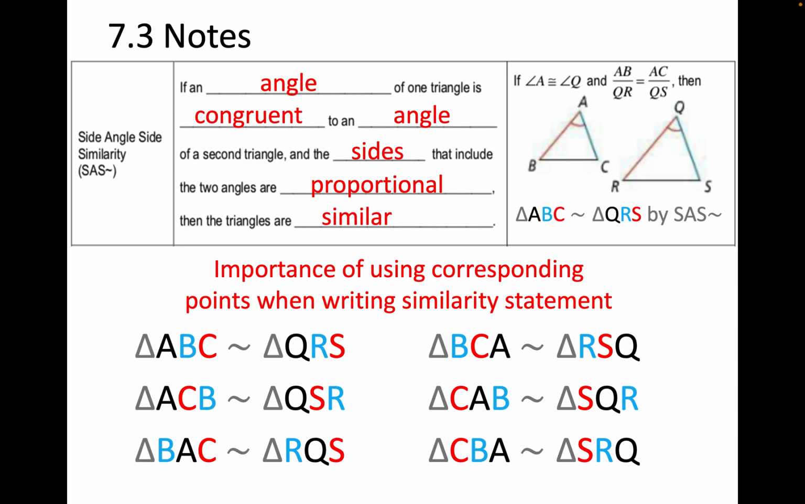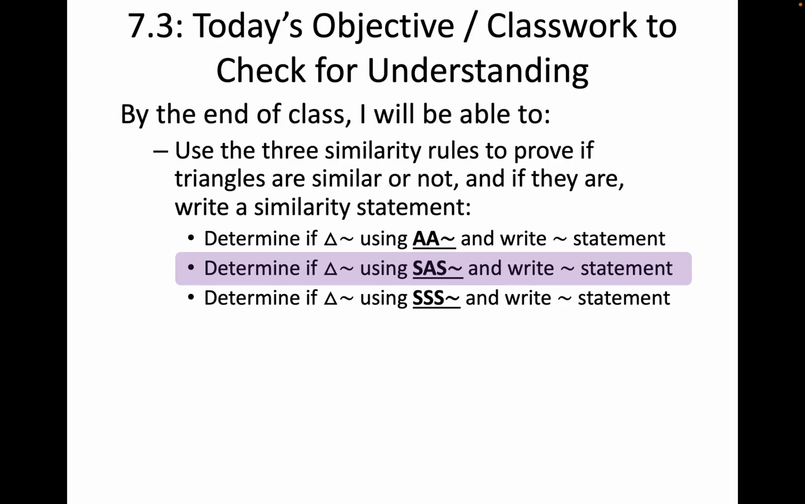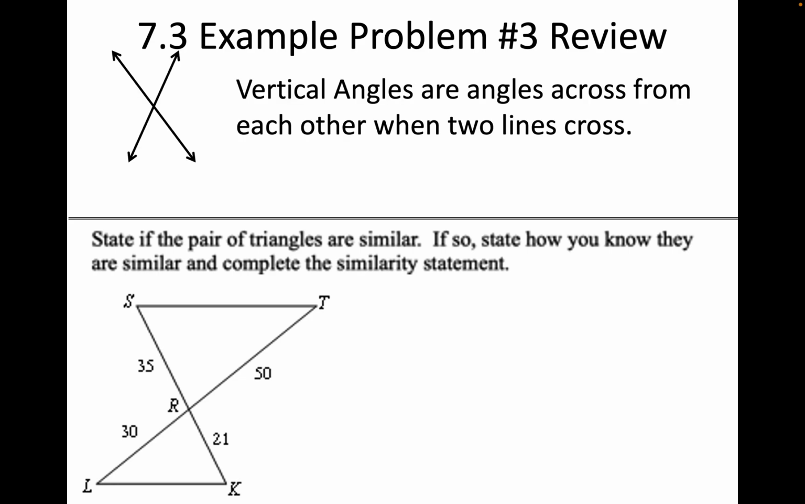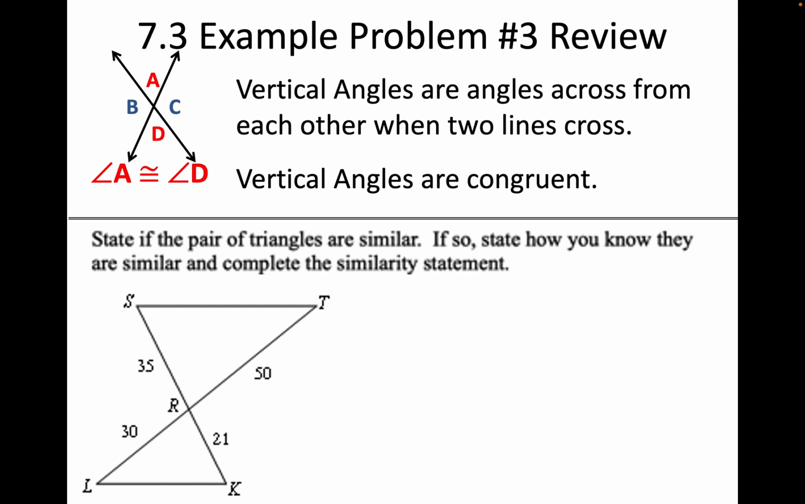All of them are equally valid. All right, let's move on to our second objective for the day, which is to use side angle side to determine whether triangles are similar, and then if so, write a similarity statement. So we can do problem number 3. However, before we do, let's do a very quick review to remind you that when two angles cross, they form vertical angles, and vertical angles are congruent. So in this case, angle A is congruent to angle D, and angle B is congruent to angle C.